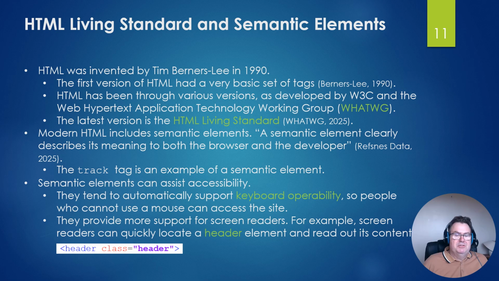Whereas a track tag, it's meant to be text that is used to accompany audio. So that track tag there, it's used to encode things and tell the browser that it's got that defined purpose, which enables tools to work with it better. Semantic elements can assist accessibility by automatically supporting keyboard operability, so you can hopefully tab through the elements on the page without getting stuck. They can provide more support for screen readers.